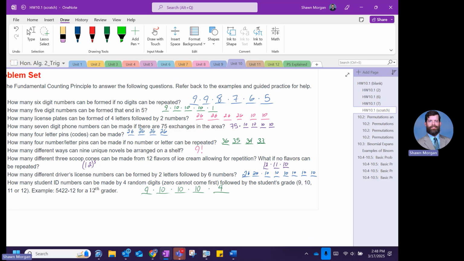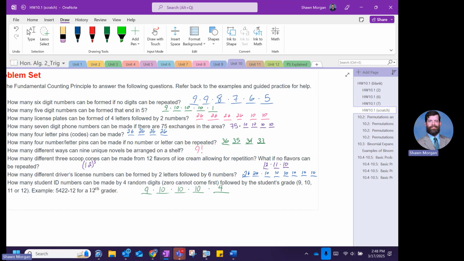All right. Do you see any answer up there that kind of shakes you and you're like, whoa, wait a minute, that's not what I would have got? So they asked two different questions. How many 3-scoop cones can be made from 12 flavors?